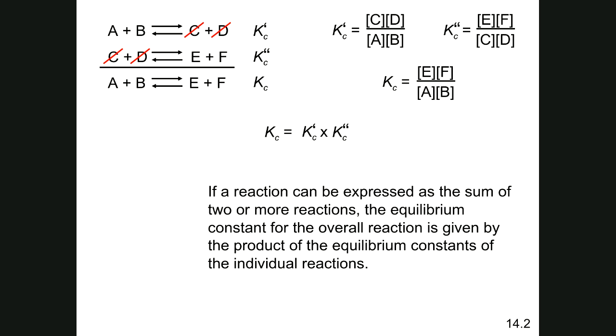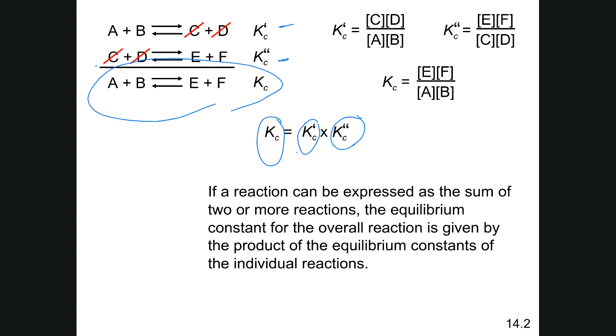When you have a two-step reaction, the Kc for the overall reaction is the product of the Kc for each step. So this reaction is a two-step reaction, with K prime and K double prime, step one and step two. The Kc for the overall reaction is the multiple of the Kc for each of the steps. Now, if you reverse the reaction.